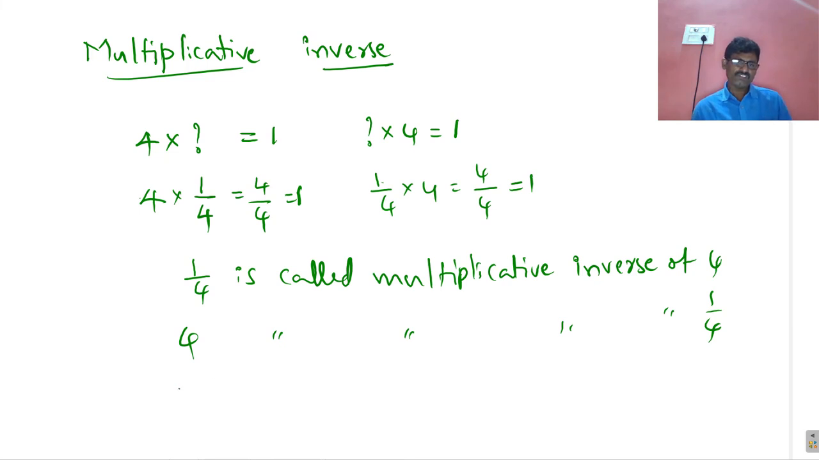You observe 0. If you take 0, what is the multiplicative inverse of 0? We can write the multiplicative inverse of 0 as 1 by 0, which is not defined. So there is no multiplicative inverse for 0. Now you observe this 1 by 4 means there is a fraction. Fractions are not there in natural numbers, whole numbers and integers.